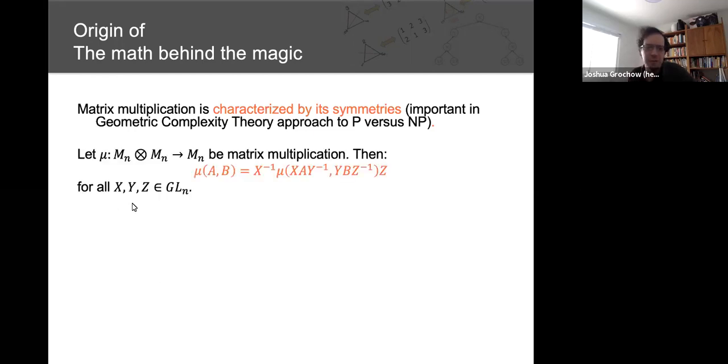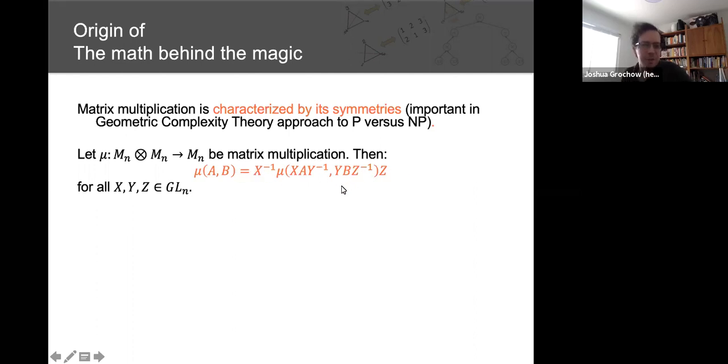So if you think of matrix multiplication as a map, it's a bilinear map. It takes in 2 matrices A and B and it spits out their product. Well, if in between A and B I put a Y Y inverse, that doesn't change the product, right? If I multiply A by X, but then I multiply the outcome on the left by X inverse, again, that doesn't change the product. And same on the right for Z.